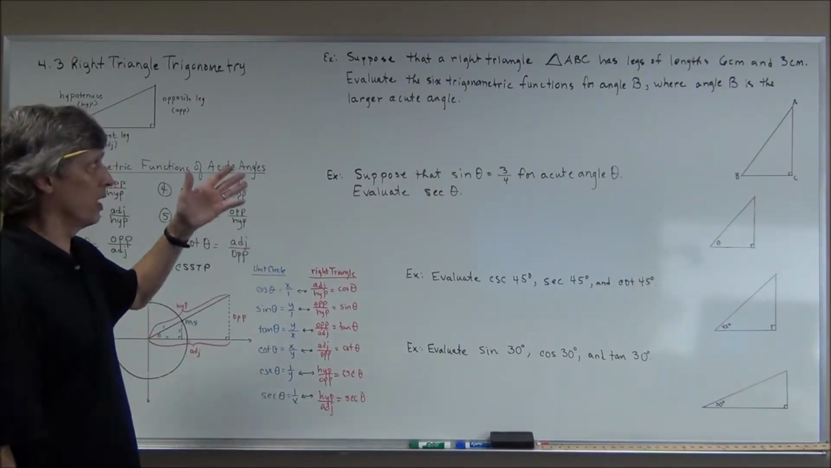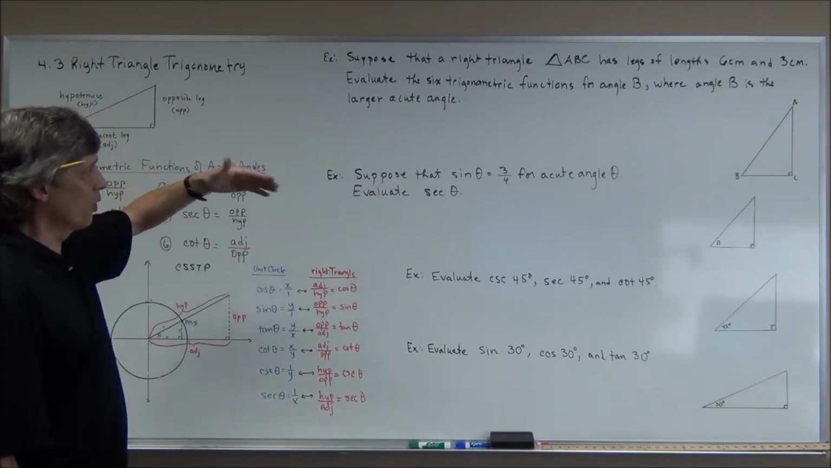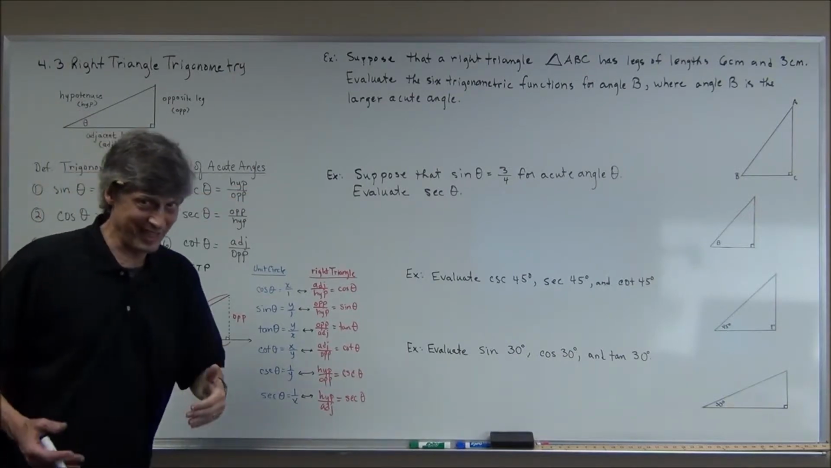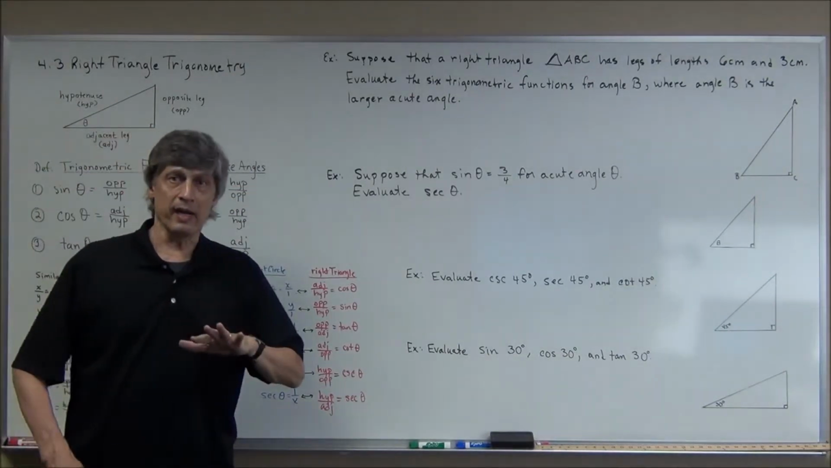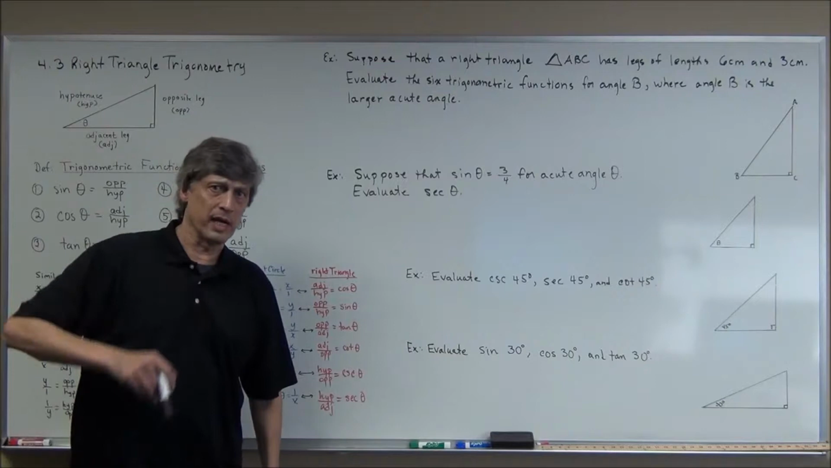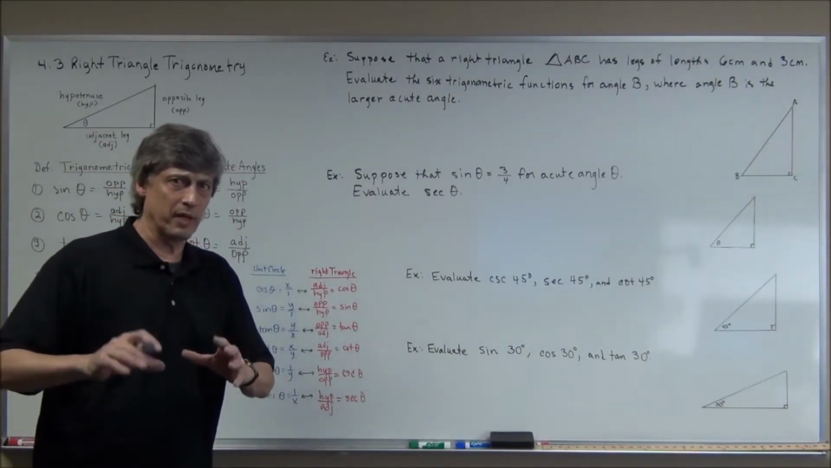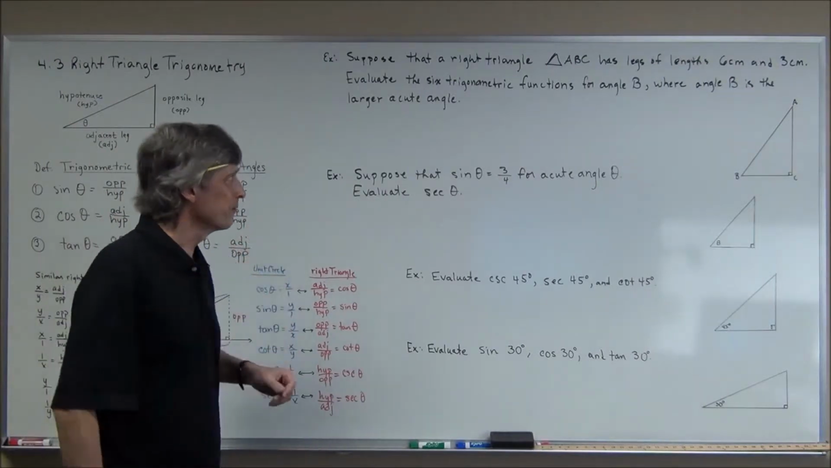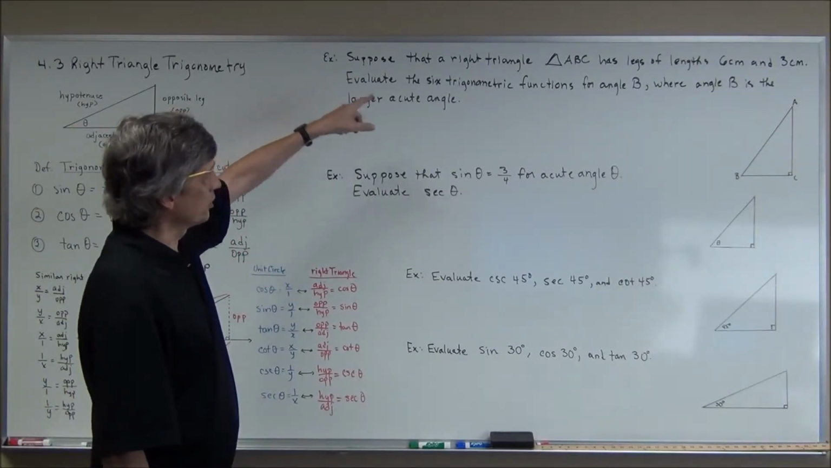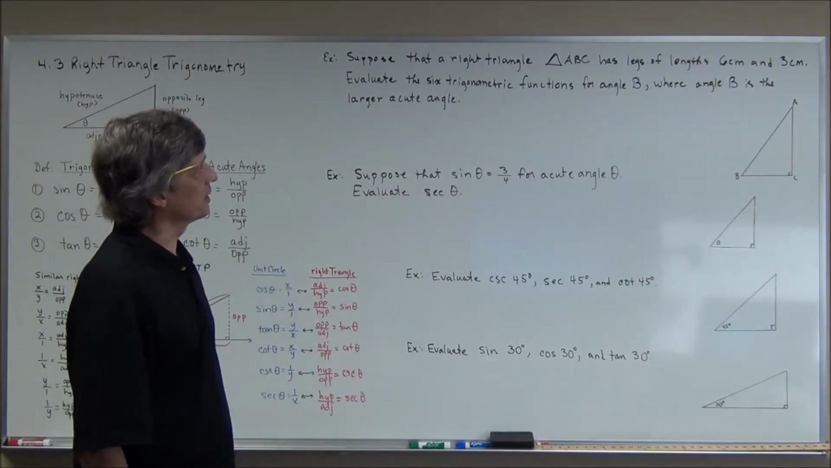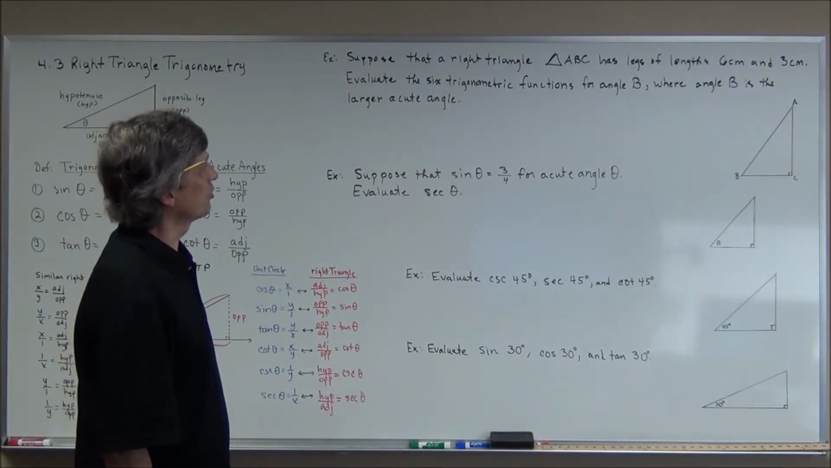I have found that when I'm doing these problems, and I'm going over this with a student that hasn't really had a lot of this, it helps to have the diagram so that you can point stuff out and keep track of it visually rather than trying to keep track of it all in your head. Suppose that a right triangle, triangle ABC, has legs of lengths 6 centimeters and 3 centimeters.